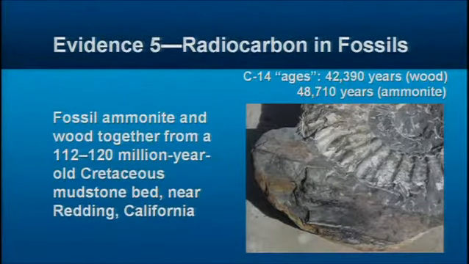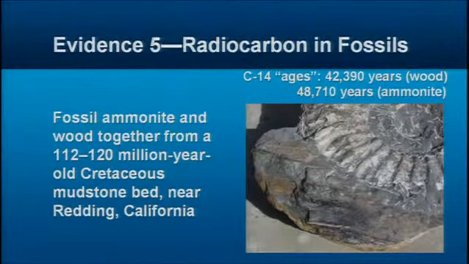And I went up to Northern California and collected samples of ammonite shells with fossil wood next to them. These are supposed to be 112 to 120 million years old. And look at the radiocarbon. The wood and the shell almost matched one another. I had 4 samples like this, and some of them were almost exactly the same, in two different materials.